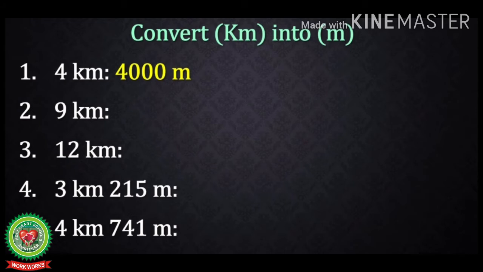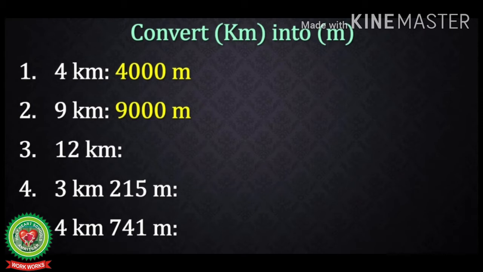Our next sum is 9 kilometers. Now again 1 kilometer is equal to 1000 meters. So 9 kilometers will be 9000 meters. That is, again we will add 3 zeros. So the answer is 9000 meters.